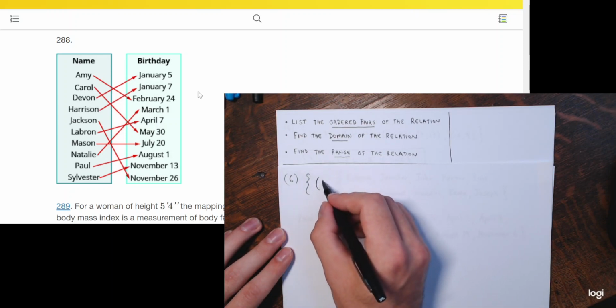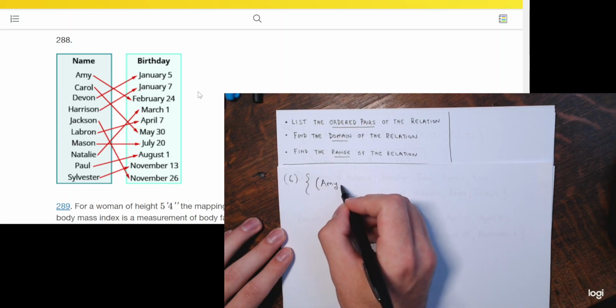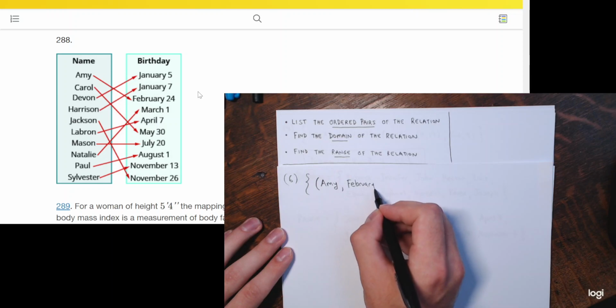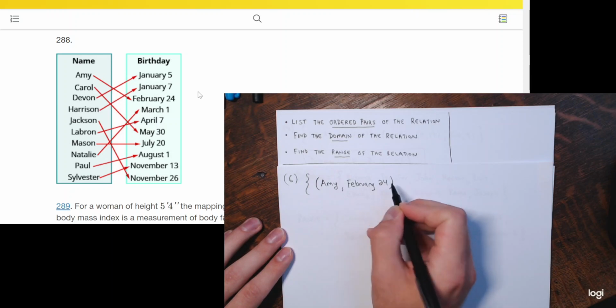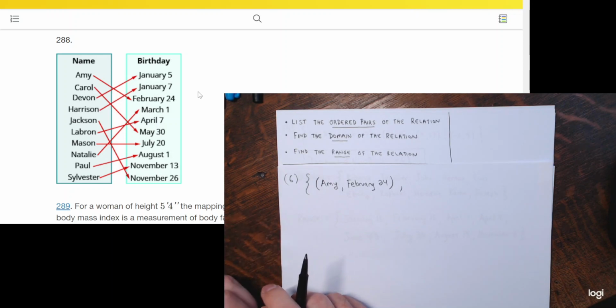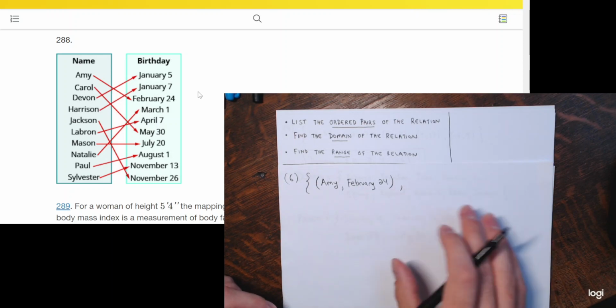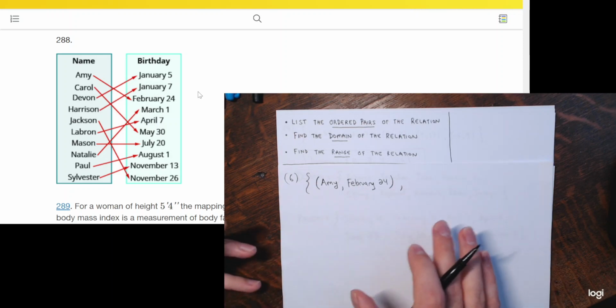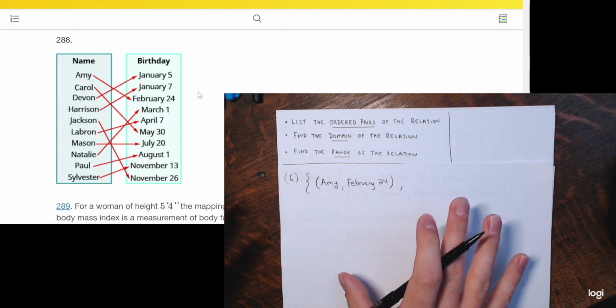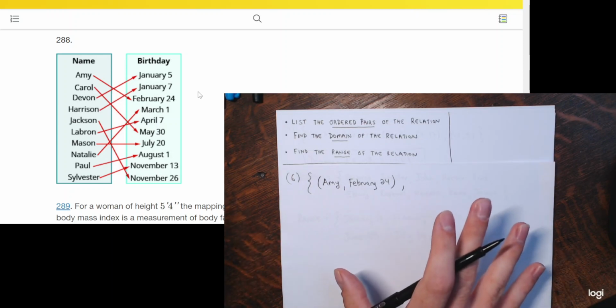Right? So Amy, comma, February 24th. Then a comma here, and again I see a Carol to May 30th, Devin to January 5th. All right, so what I'm going to do is write all those out. All the arrows, all the ordered pairs represented by the arrows, and then I'll come back when it's finished. So you're going to see this just pop up here, all complete.